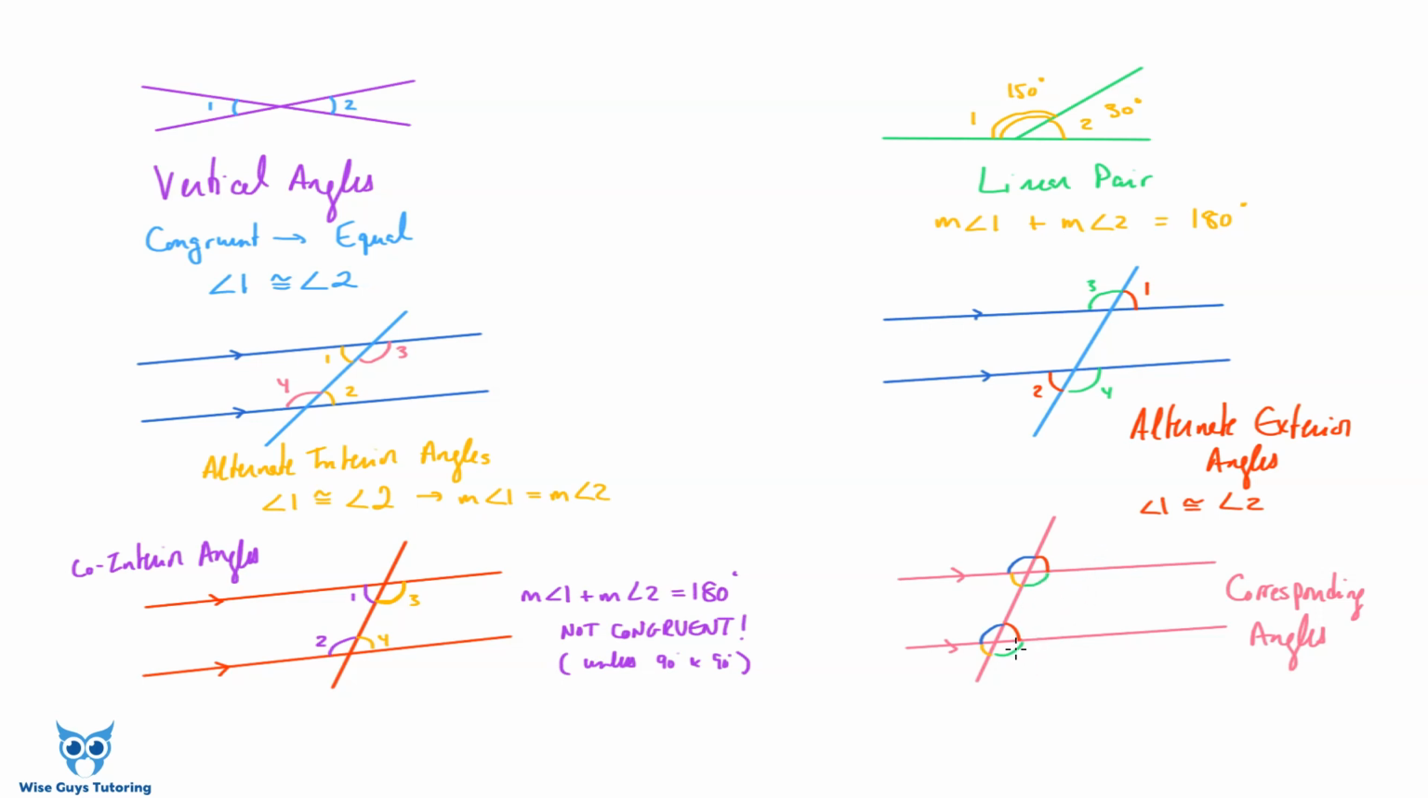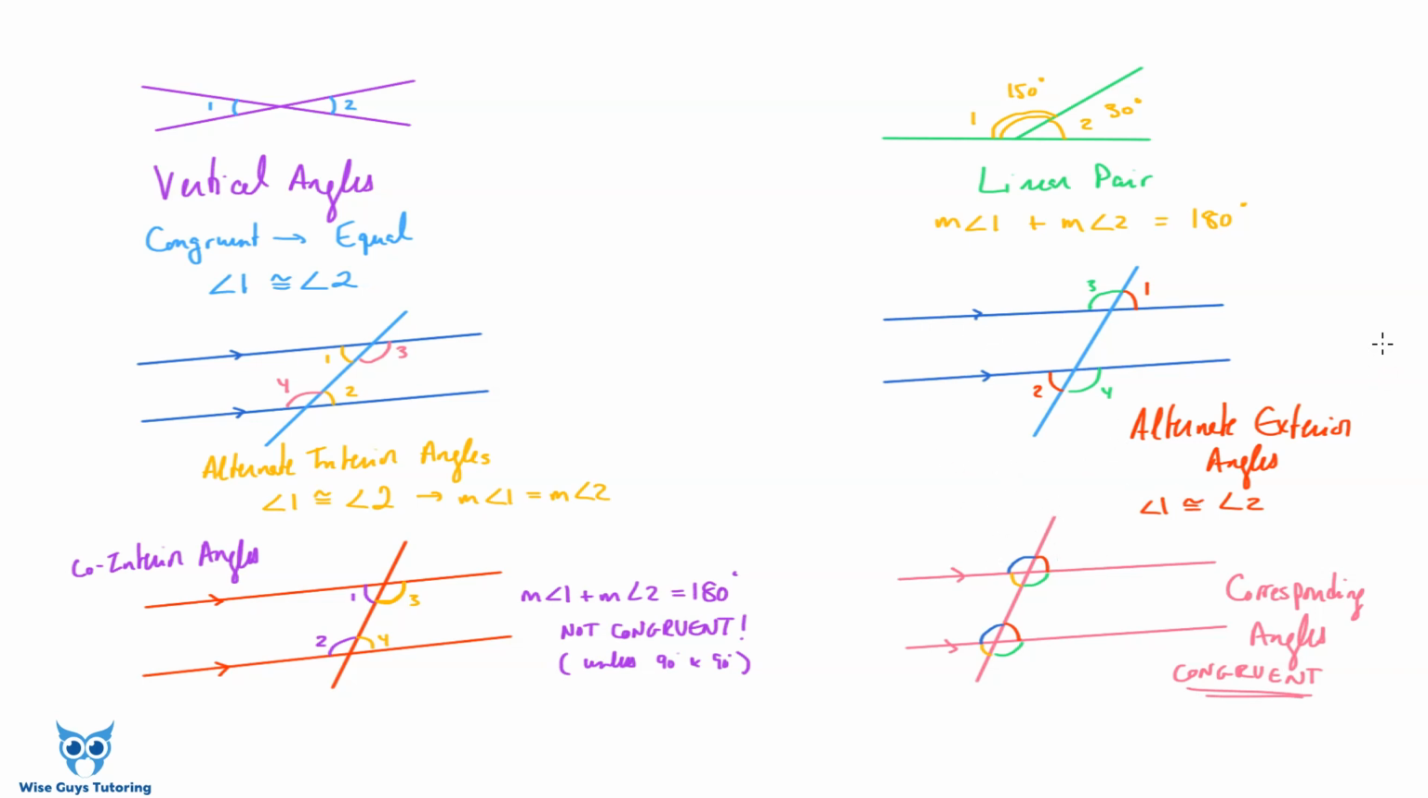Anyway, the green is congruent to the green one. The red one's congruent to the red one. The blue one's congruent to the blue one, and the orange one's congruent to the orange one. All corresponding angles are congruent to each other when you have parallel lines. All right. So they are congruent, but you've got to be careful which one is with which.